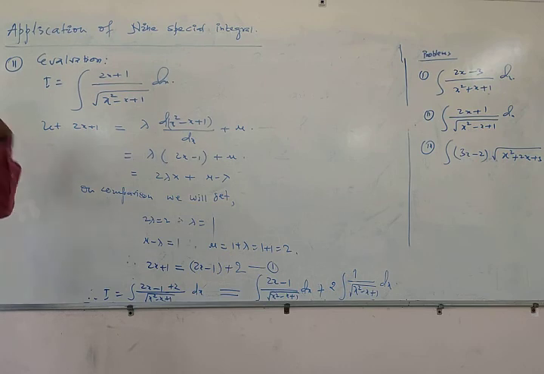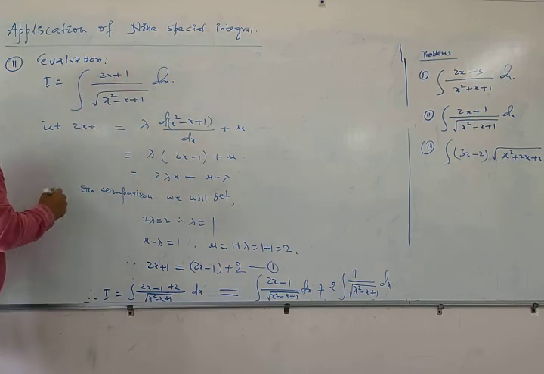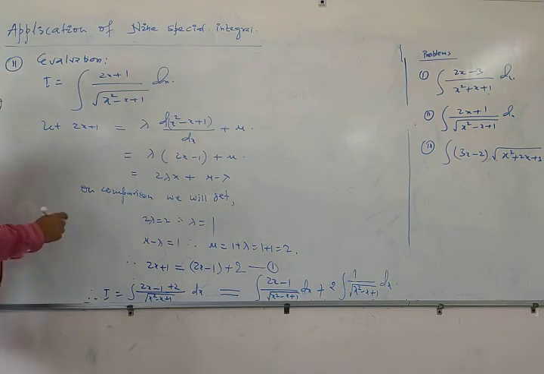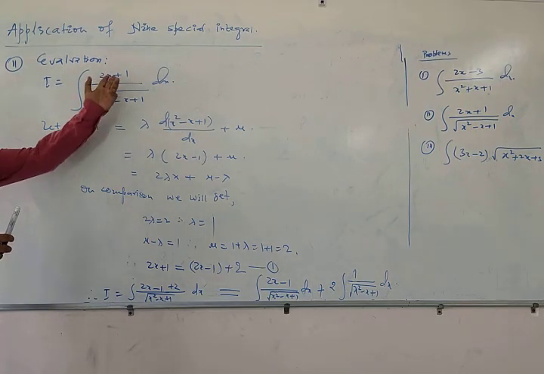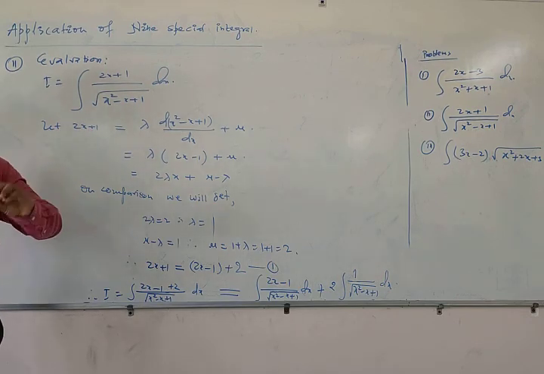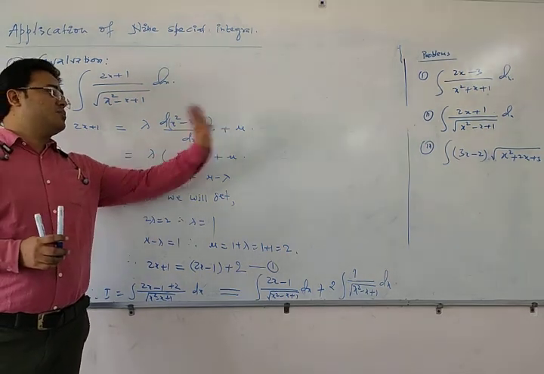So hello students, now we are going to question number 2, which is an integration and is written as the integration of 2x plus 1 upon square root of x square minus x plus 1 with respect to x. And here you can also see that this is a linear expression and we have to write the linear expression as lambda into the differentiation of the quadratic expression plus mu.